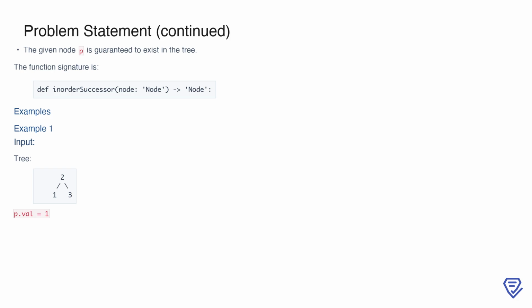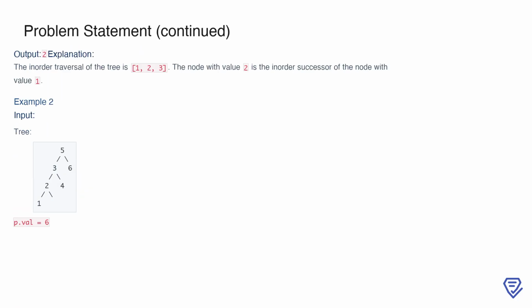Let's consider an example to understand this better. Imagine a tree with 3 nodes. The root has a value of 2, with a left child of 1 and a right child of 3. If the input node P has a value of 1, we need to determine which node is its Inorder successor. The output for this example would be the node with value 2. Looking at the Inorder traversal of the tree, which visits nodes in ascending order, the sequence is 1, 2, 3. The successor of the node with value 1 is the next value in this sequence, which is 2.